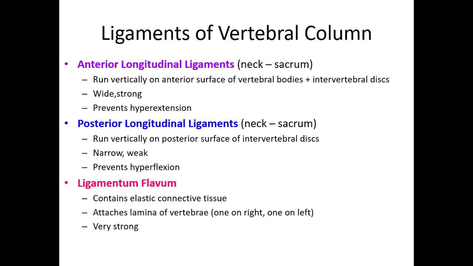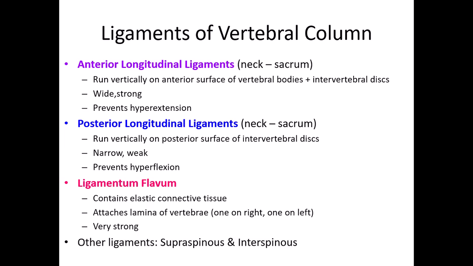And then we have what are called the ligamentum flavum. These are paired ligaments that run along the lamina of the vertebral column from one lamina to the next on different vertebrae. And this is made out of elastic connective tissue. So we know by the name we have more elastic fibers in it, more elasticity, more stretch and recoil. And this is a very strong ligament, but also facilitates the movement of the vertebral column.